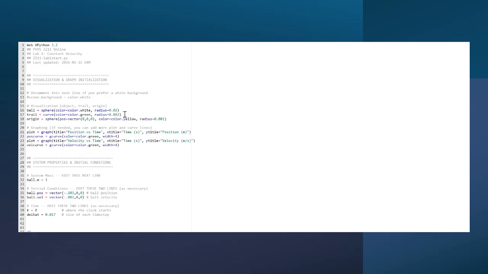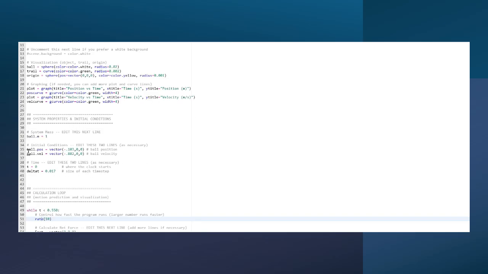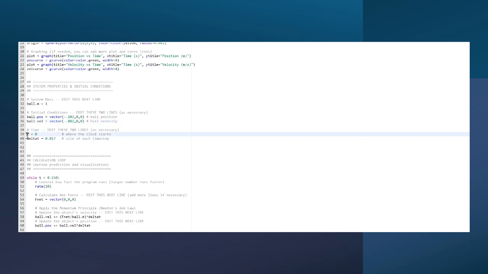Now, we're about to create our computational model. Located here in lines 34 through 36, I was able to place the ball's initial position vector and the ball's initial velocity vector, which we explained in the previous slide. I've also placed the ball's initial time, and I was able to calculate our delta t, our time step, which I found to be 0.017 seconds by dividing 1 by the video's frame rate, which in this case was 60 frames per second. I shot it on my phone.